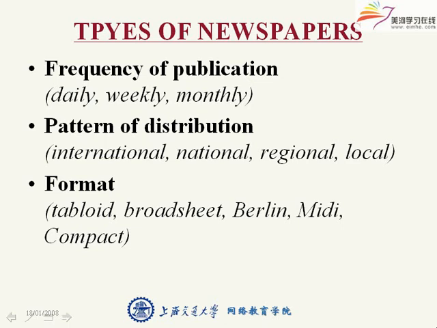Then we have the patterns of distribution. That would be international, national, regional, or local. We have the format, and that is really very interesting, that we have the words tabloid, broadsheet, Berliner, midi, and compact. So that has a historical reason. So the tabloid is the smaller one. I will talk about this later.